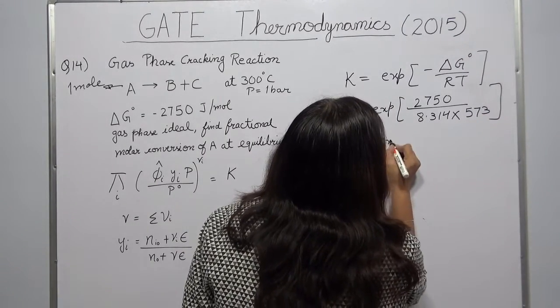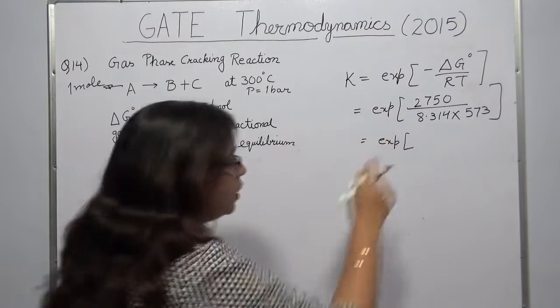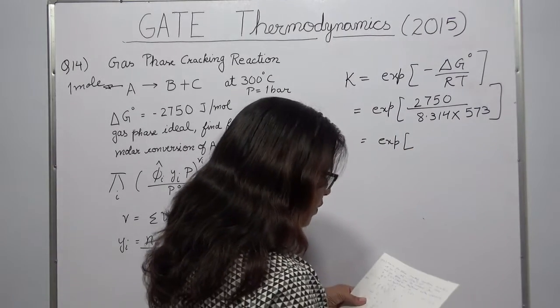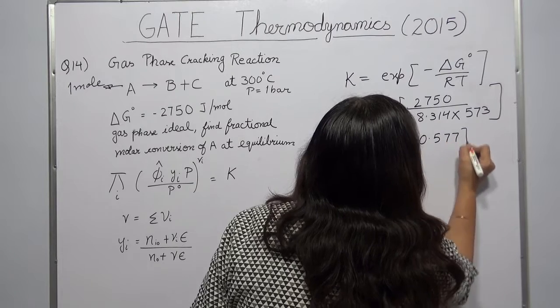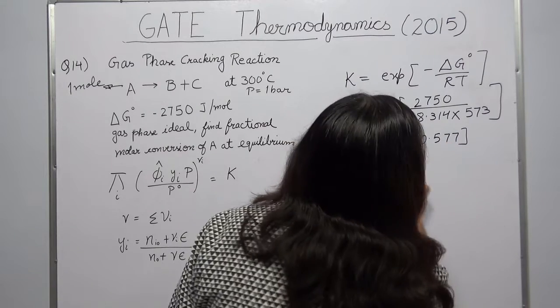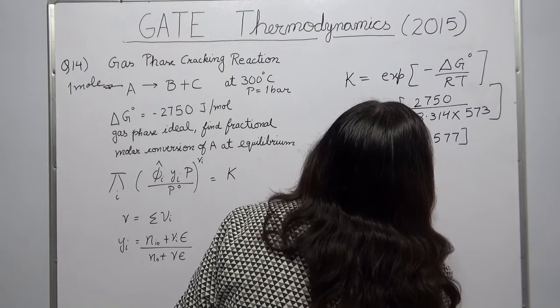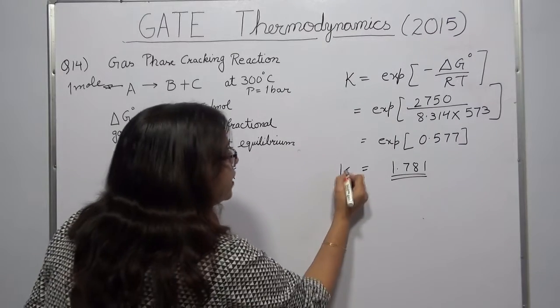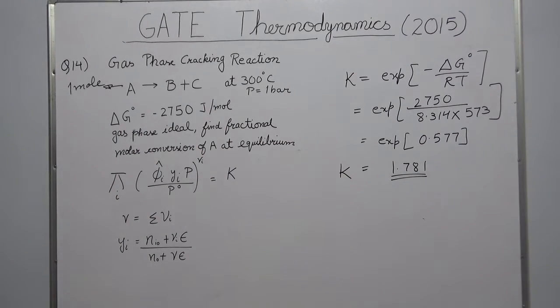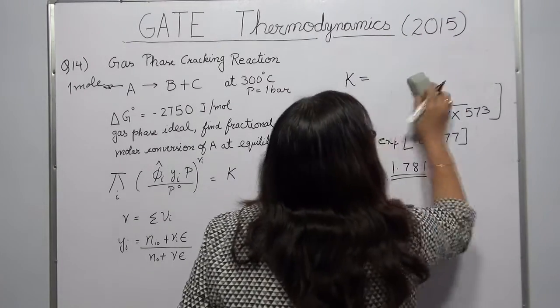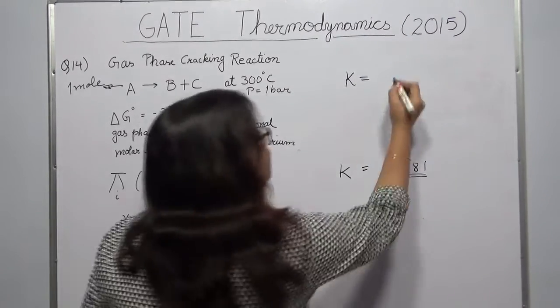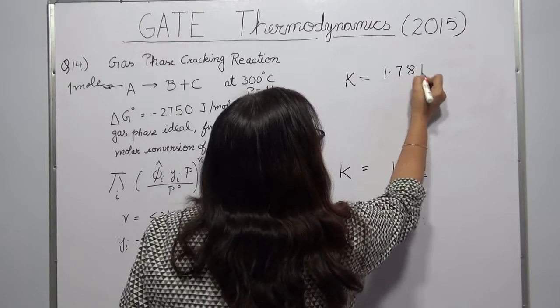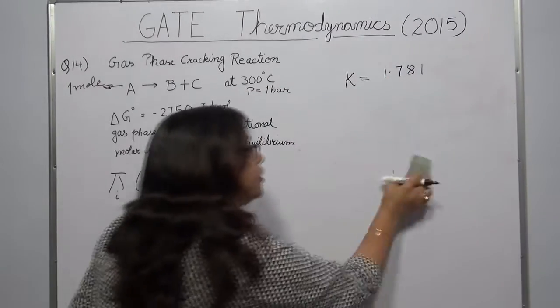So what I get is that exponent of, if you solve this, 0.577, and that is equal to 1.781. Okay, so you have calculated the value of K, which I will retain on the board. Other things, because this is a very common equation, I am going to erase it. So I will write down 1.781. That is your value of K.